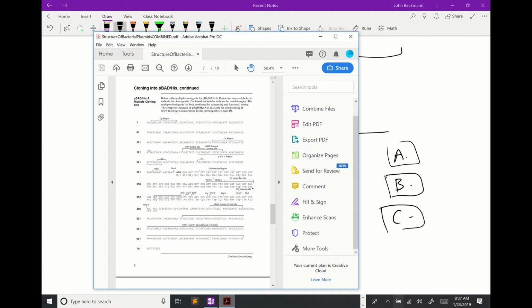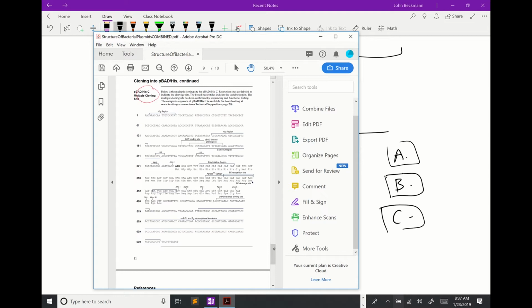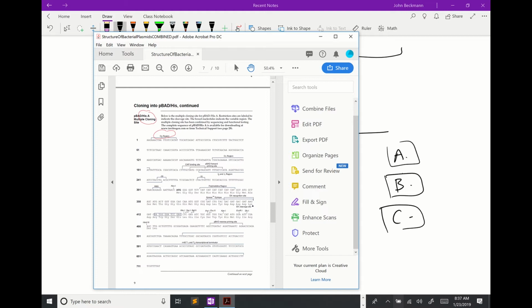So here's pBAD A, so right here, A. Here's pBAD B, here's pBAD C. And I would encourage you to look at these things. Look at what information they're showing you here. So here's the ARA operator region. Here is another ARA operating region. What is this? ATG. That's your start codon, okay? So if you clone something in here, here are your restriction sites.